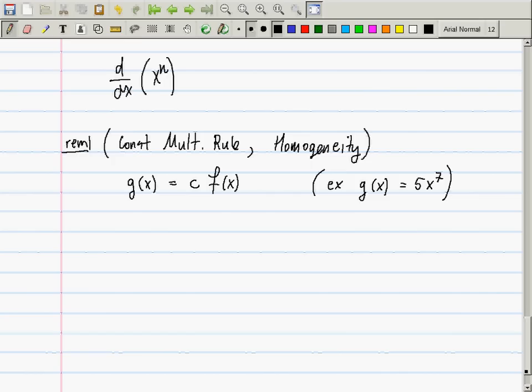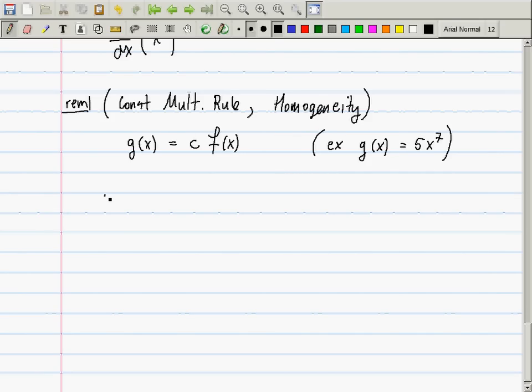Okay, so the answer is that the derivative of c f of x is c multiplied by the derivative of f of x. Okay, so that being the case, you should be able to tell me the derivative of g of x now. It would be 35x to the power 6, because that 5 just hangs out there, so it would be 5 multiplied by 7x to the 6. Okay, so 5 multiplied by 7 is 35, etc. Okay, so then let's see why this is the case.